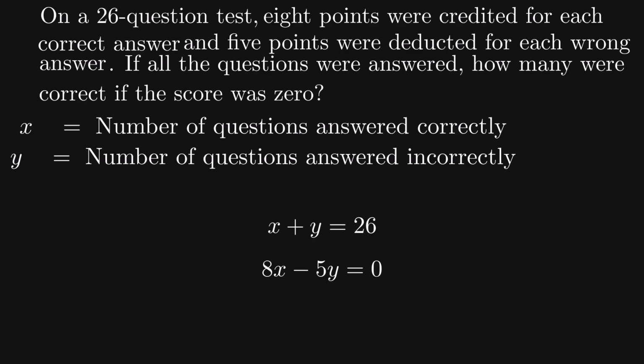When you solve these equations simultaneously using any method you prefer, you get x equal to 10 and y equal to 16. Therefore, the number of questions answered correctly is 10. And also, the number of questions answered incorrectly is 16.